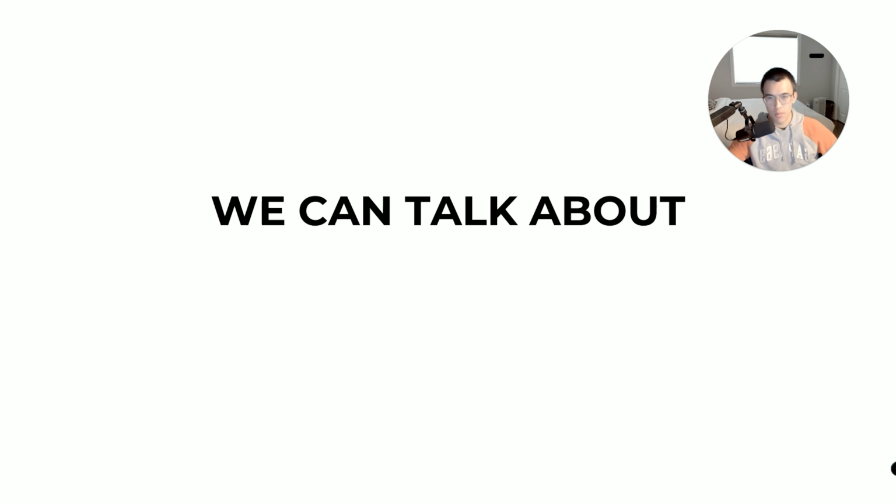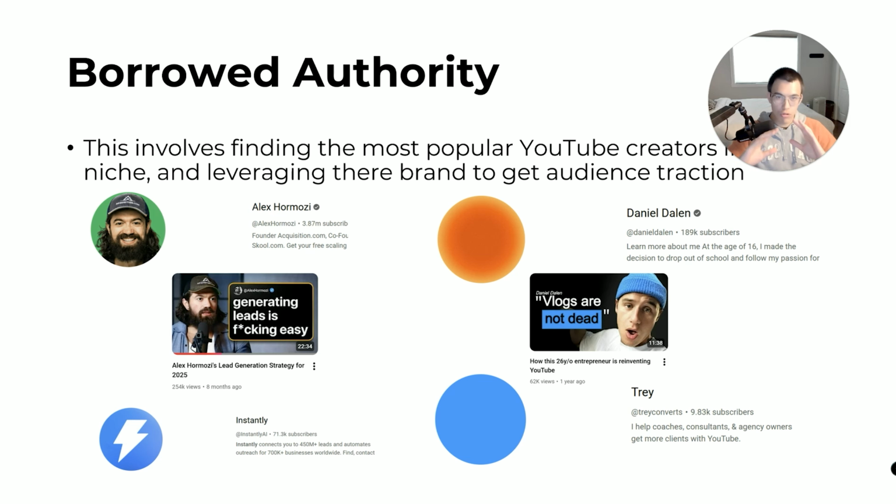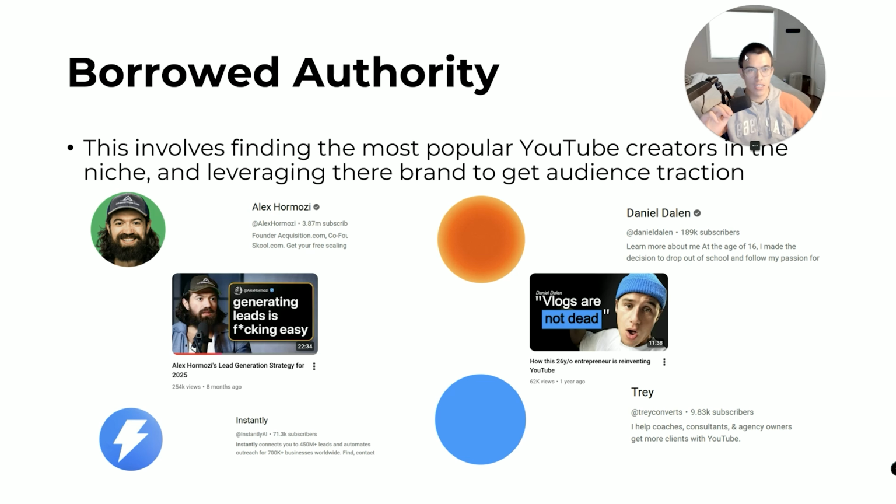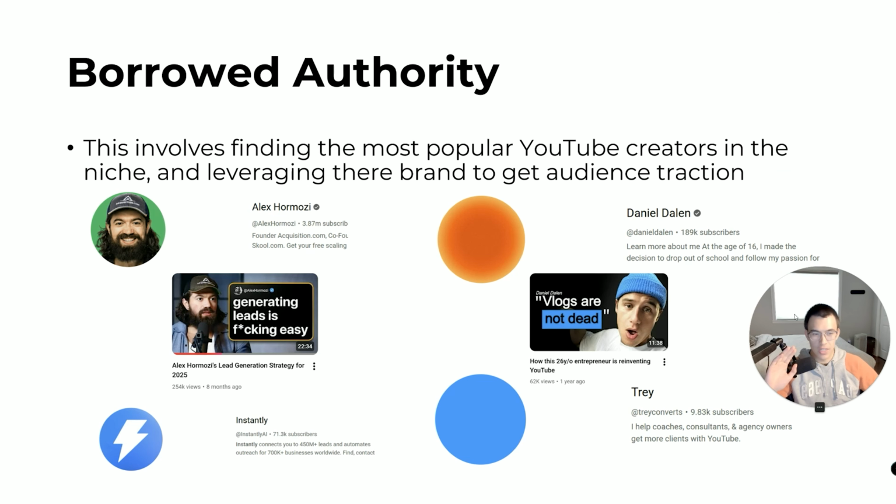Now, we can talk about the proven ideation strategies on YouTube. So the first proven way to come up with video ideas is borrowing authority. This is done by going to someone super popular and putting their name inside your video. These are two good examples I found on YouTube.